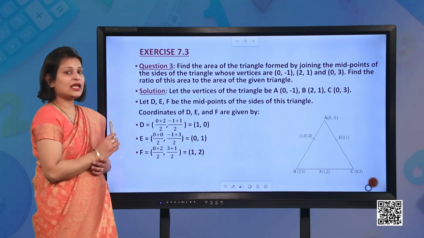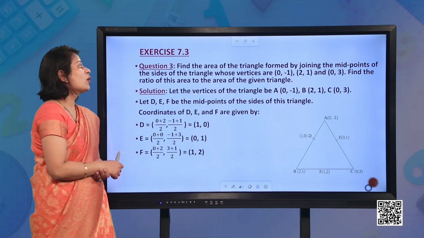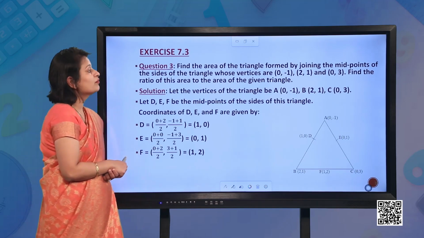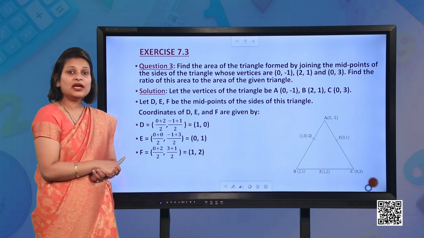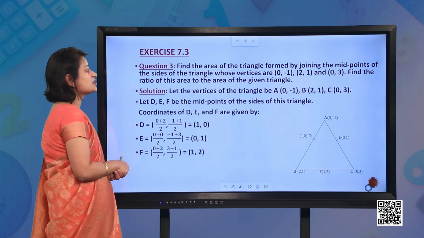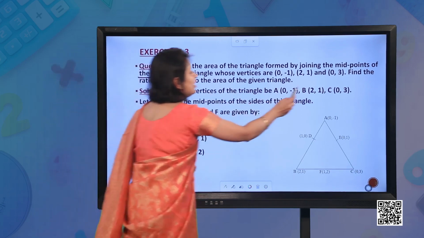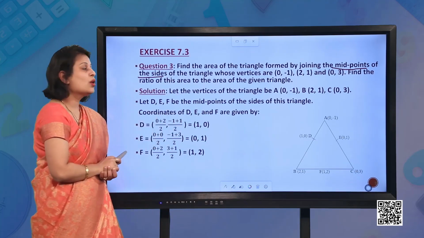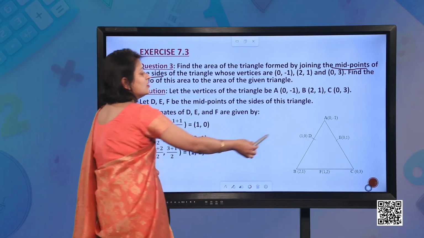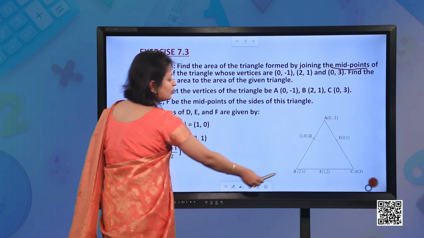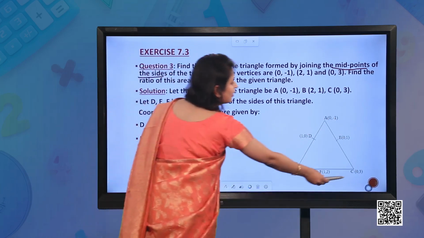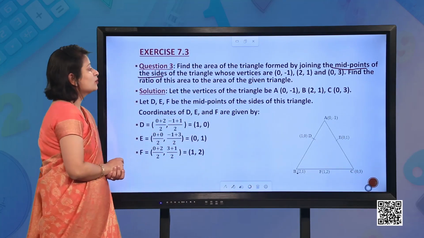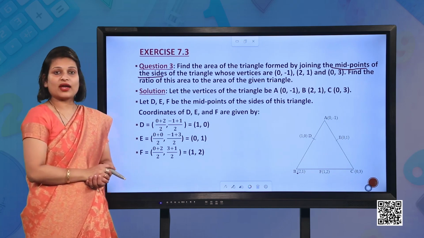Now, exercise 7.3, question number 3. Find the area of the triangle formed by joining the midpoints of the sides of the triangle whose vertices are (0, minus 1), (2, 1) and (0, 3). Find the ratio of this triangle's area to the area of the given triangle.